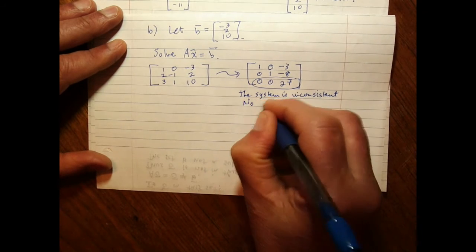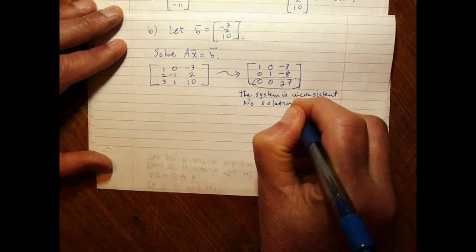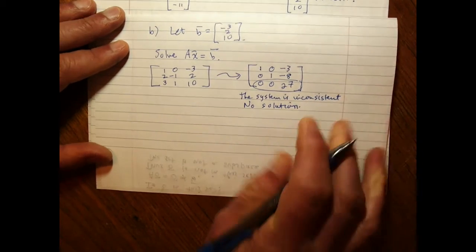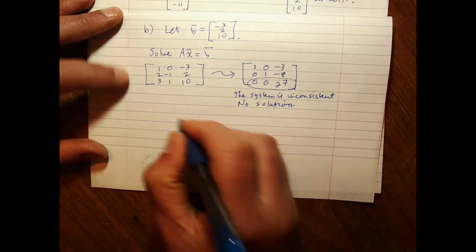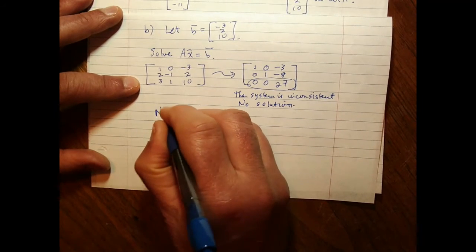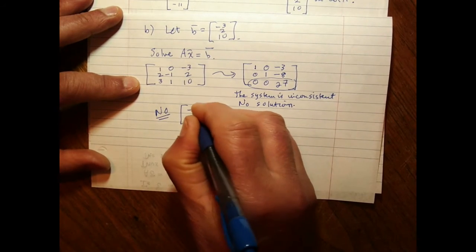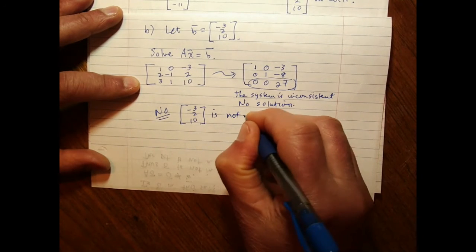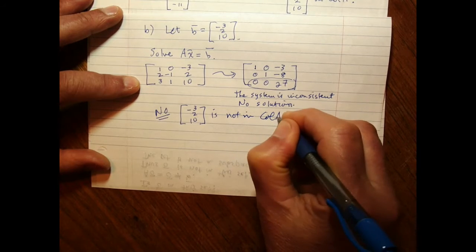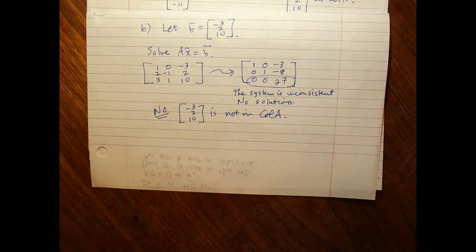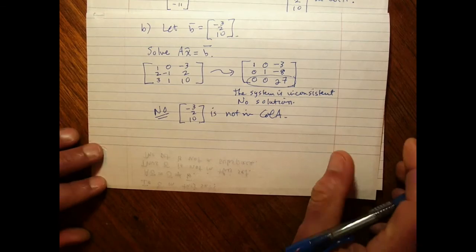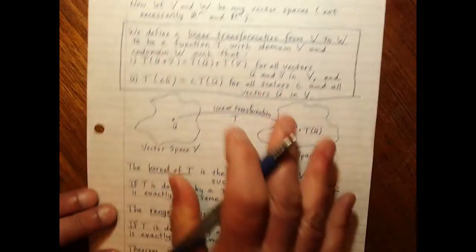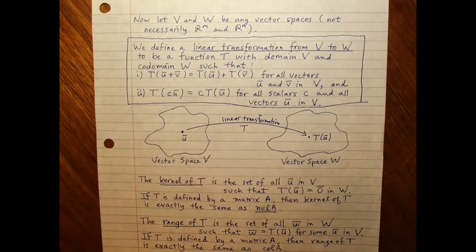So there's no solution to that matrix equation. And so the answer to part B is no. -3, 2, 10 is not in the column space of the matrix A. And okay, we finished that one. Let's just talk about the last page of this handout.